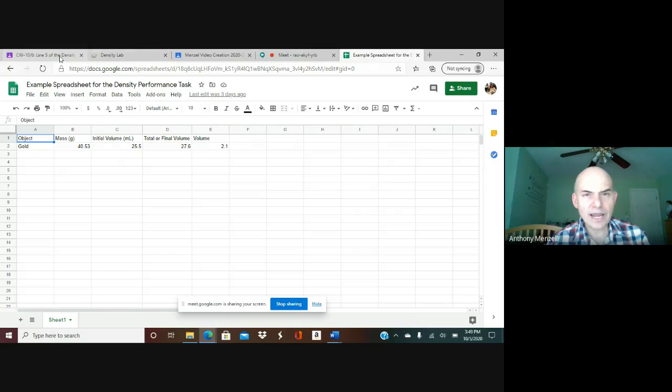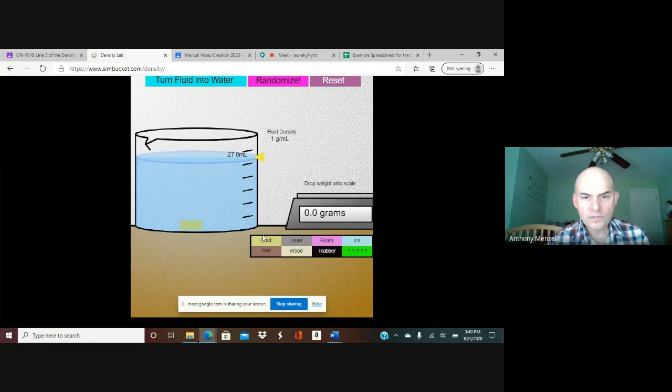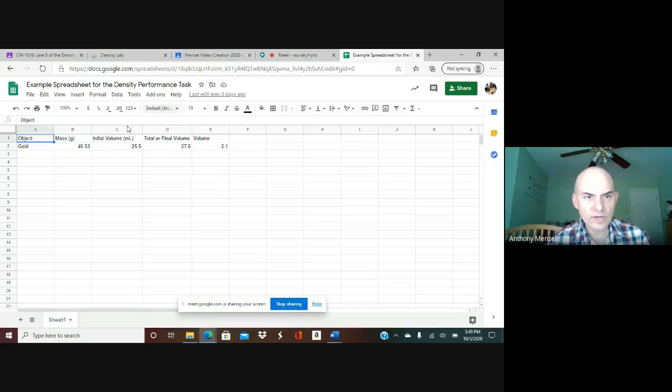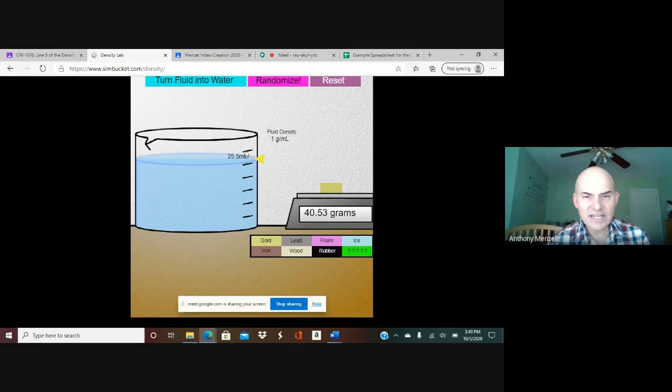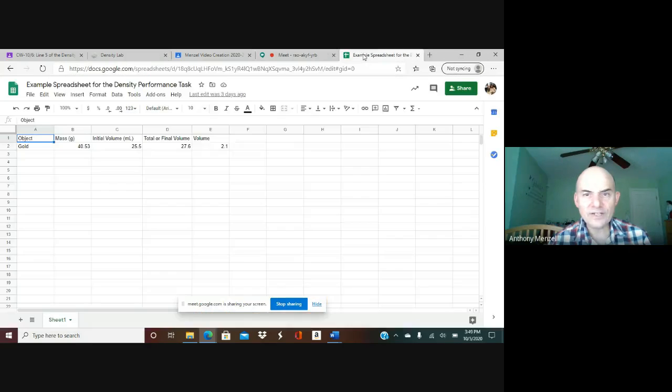So we had gold before, and we can just review what we did with gold. We took the gold, we got its mass. That's where here you have the 40.53 mass in grams. Then we look here, and this is our initial volume. That's the volume with nothing in the beaker, nothing in this container, 25.5. And that should be our initial volume for all of the objects that we're going to use.